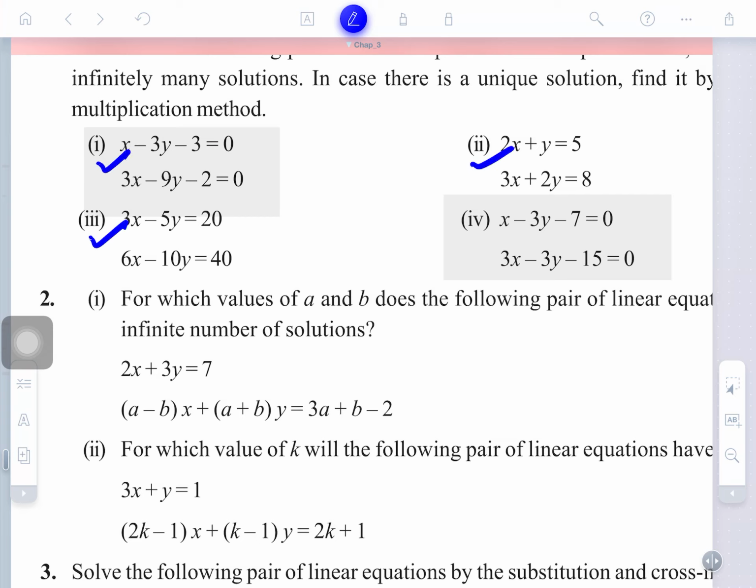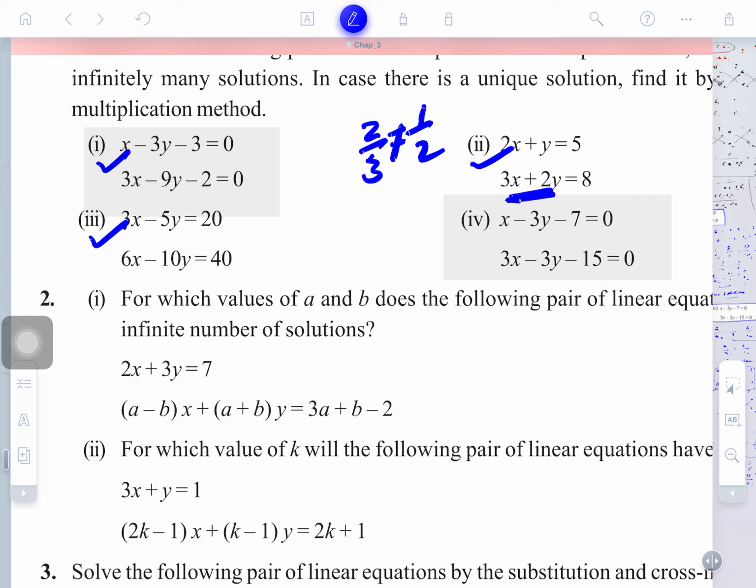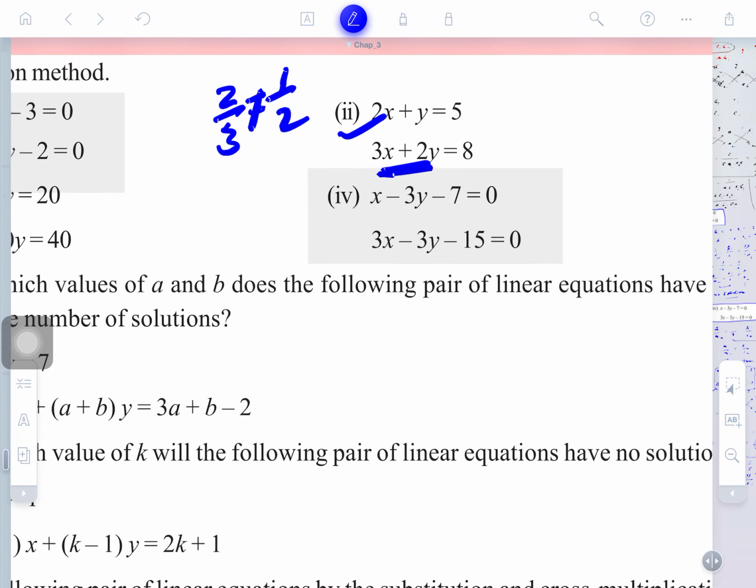I told you first this, and yesterday I told you this, a1 by a2 is 2 by 3, okay, and the second is 1 by 2. So are they equal here? Obviously the first two ratios are not equal, so this will have a unique solution. And how would it be done, same you can do here, right? And what method will you apply, the method which I have solved here.